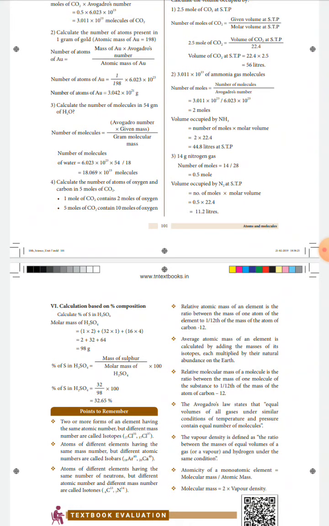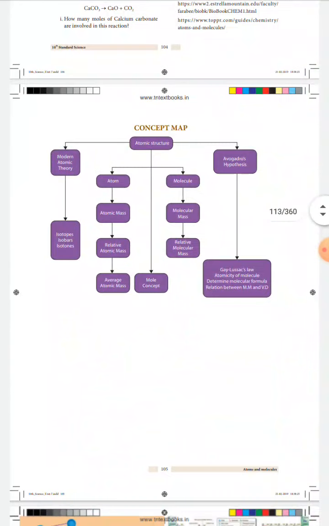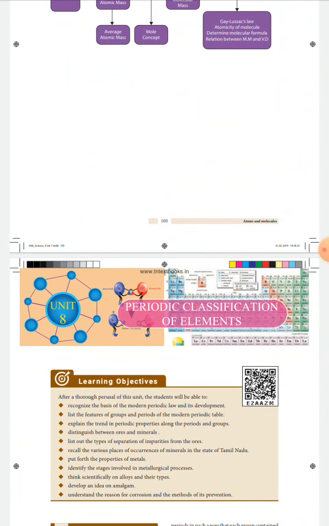Now we are moving to the next chapter, Unit 8, that is periodic classification of elements. In the periodic classification of elements, we are going to study the modern periodic table, periods and groups, ores and minerals, the separation of impurities from the ore, the places of occurrence of minerals in our state, the properties of metals, metallurgical processes and alloys, amalgam, and also how to minimize and reduce corrosion, the methods of minimizing corrosion.